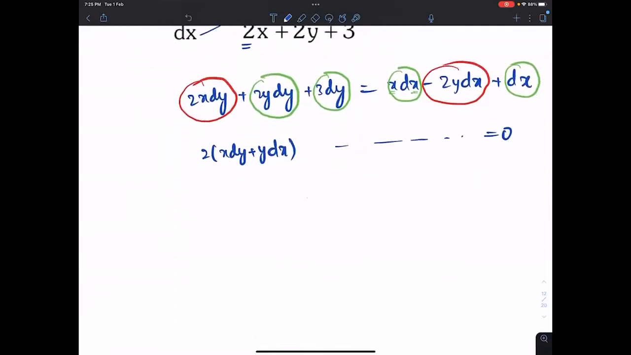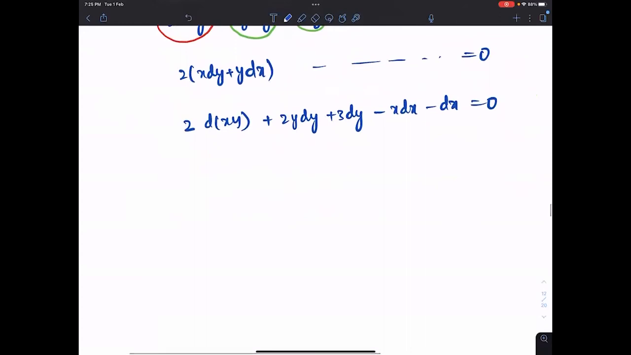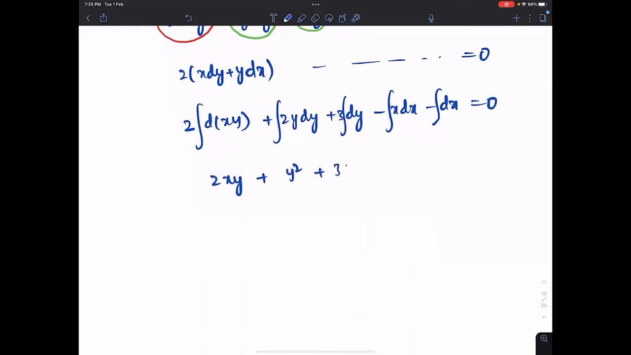Now what is this x dy plus y dx? That is d of xy only. Plus the remaining ones also. Now I'll write 2y dy plus 3 dy, bring the remaining ones, x dx minus dx equal to 0. Now what you do? You just integrate everywhere. What is the integral of the derivative of xy? xy only. This will be y square. 2y integration is y square. 3 times dy integration is y. x dx integration is x square by 2 minus x. Integration constant 0. This will be the answer. Okay.